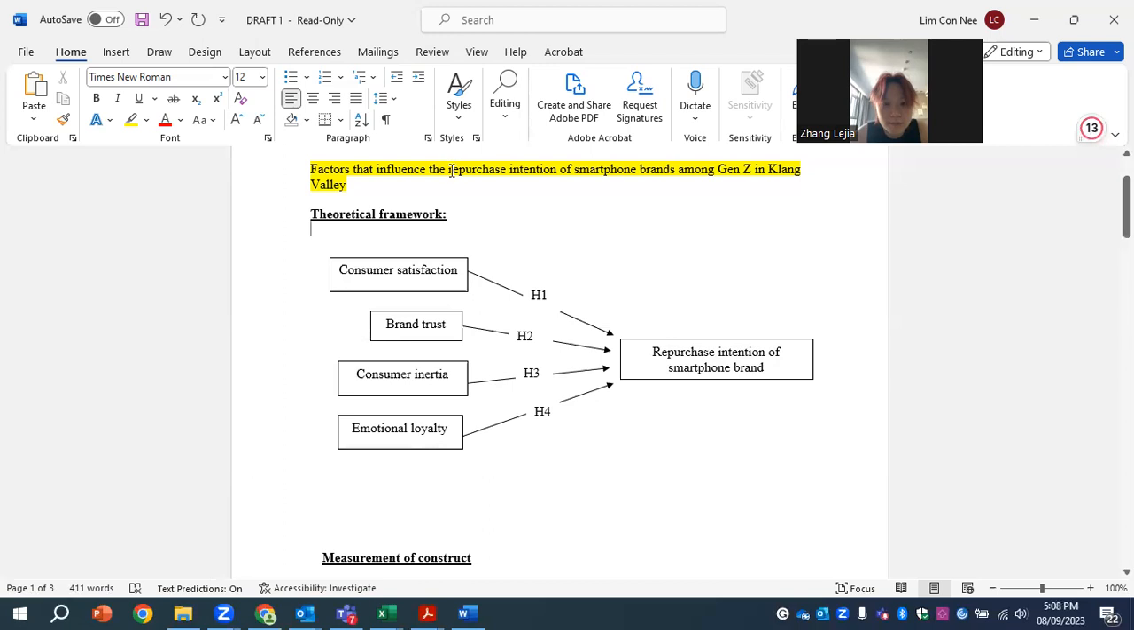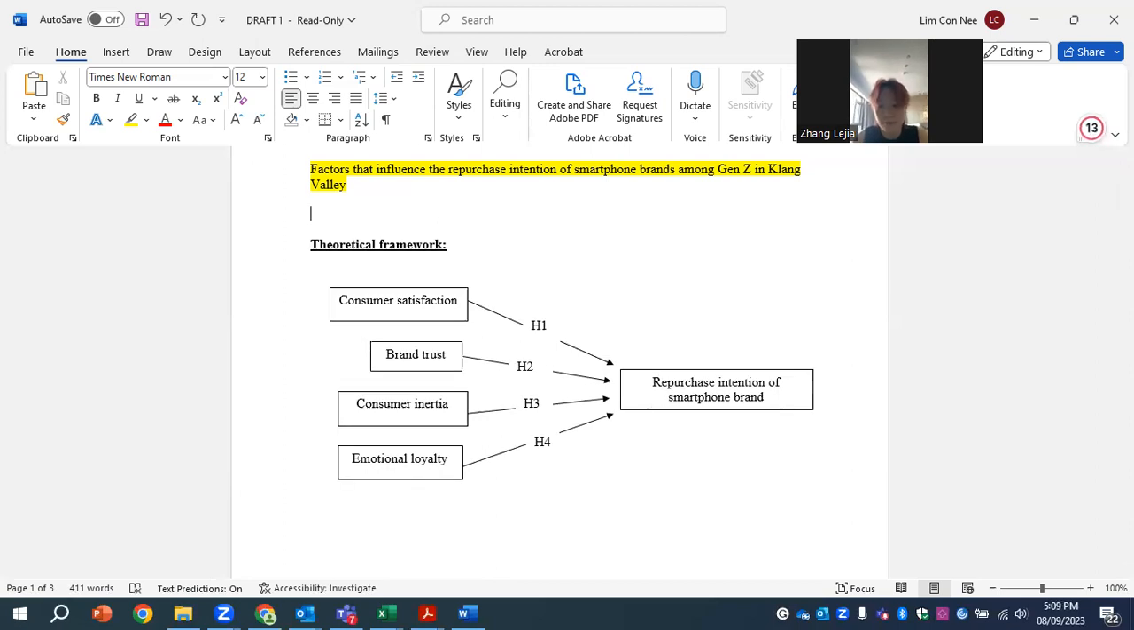So I want you to focus on investigating something to do with consumer behavior. Like for this student, factors that influence the repurchase intention of smartphone brand. It means they already are using smartphones, but why are some customers buying the same brand again and again? Why? So you need to, first of all, read journals.